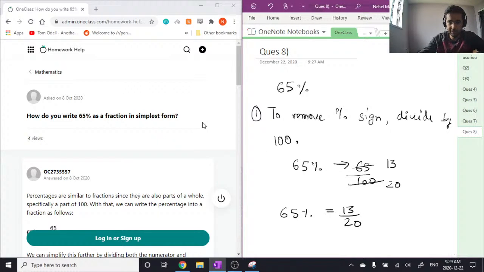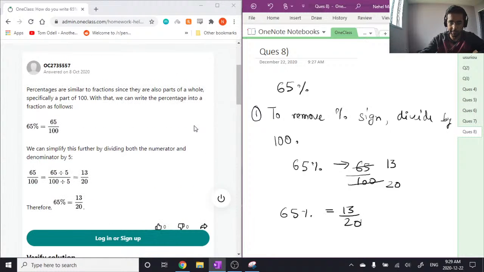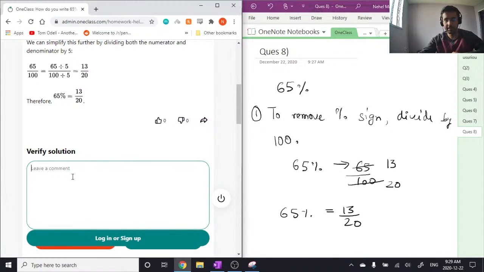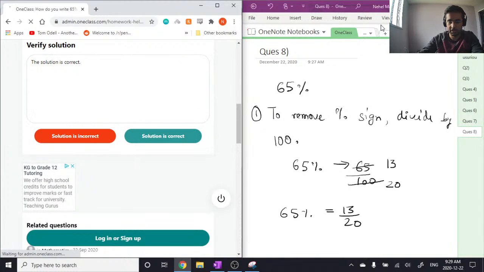Okay, so given any fractional questions, what you do first is you remove the percent sign, and then you look for any common factors between the numerator and denominator, so you can get it to the simplest form. So percent sign is removed, then you divide both sides, so we find 5 as the common factor, and then you get 13 over 20. Perfect. So the solution is correct.